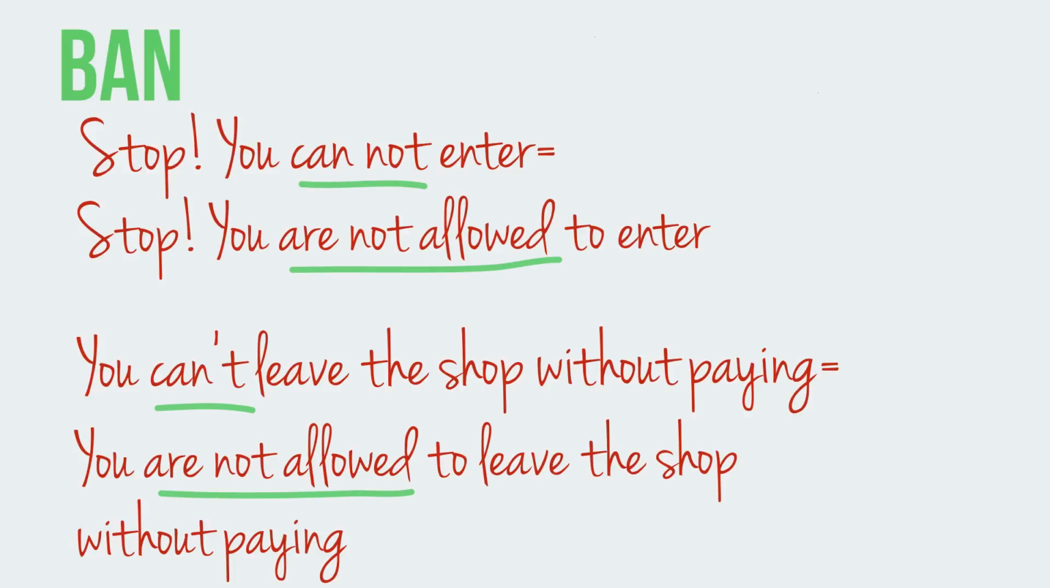When we ban something, we tell other people what they are not allowed to do. For example, stop, you cannot enter. Or, stop, you are not allowed to enter. You can't leave the shop without paying is the same as you are not allowed to leave the shop without paying.